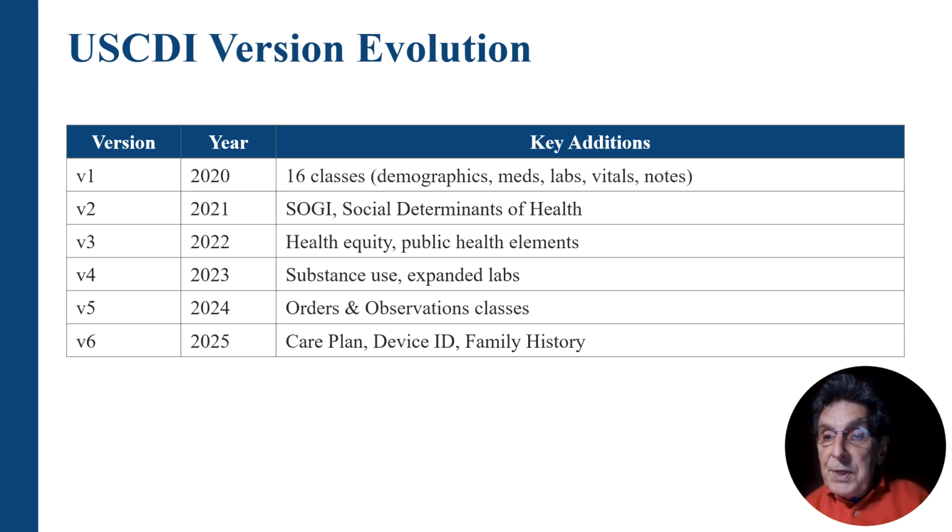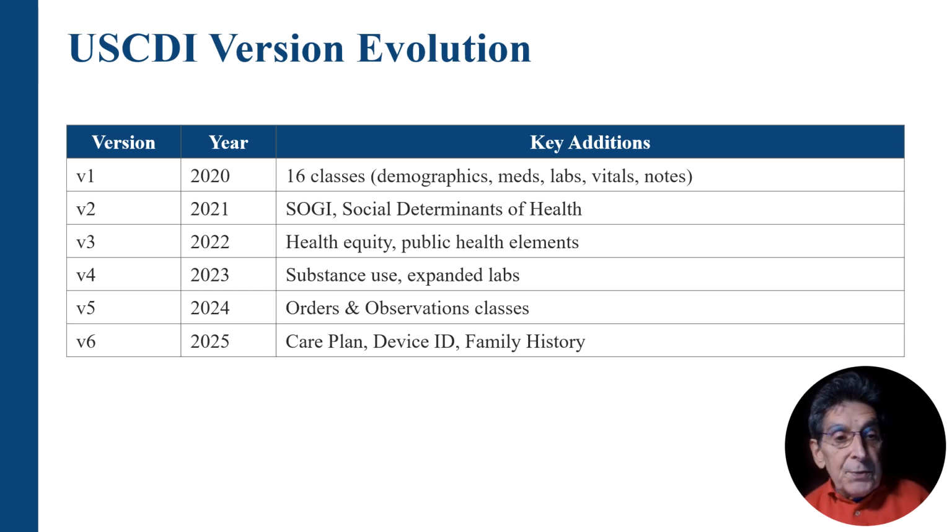Version 1, back in 2020, established the foundation with 16 data classes. Version 2 added things like sexual orientation and gender identity, reflecting the importance of capturing equitable care. It also included many aspects of the social determinants of health. In 2022, we expanded health equity elements and added some public health reporting requirements, partly in response to COVID-19.